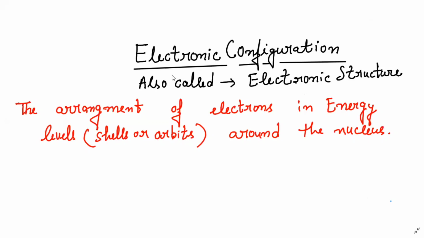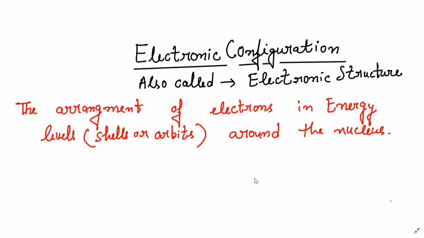Electronic configuration. Configuration means the arrangement, and electronic refers to electrons. So the arrangement of electrons is known as electronic configuration, which is also called electronic structure. The arrangement of electrons in energy levels, shells or orbits around the nucleus is known as electronic configuration.